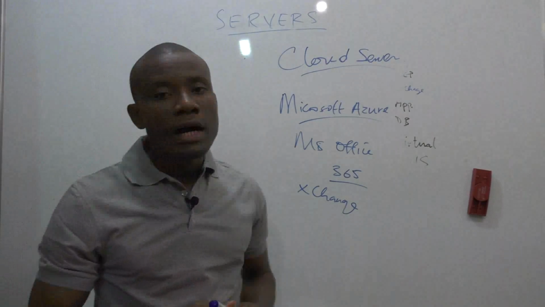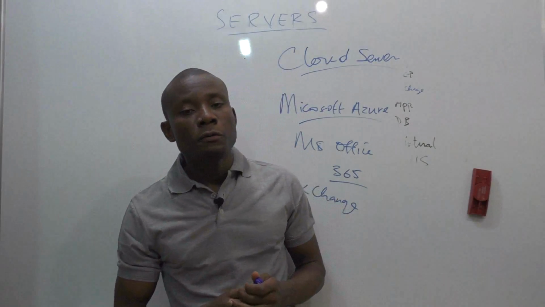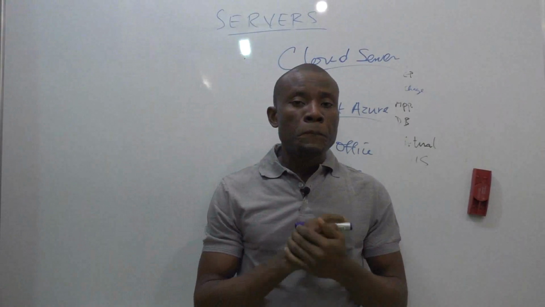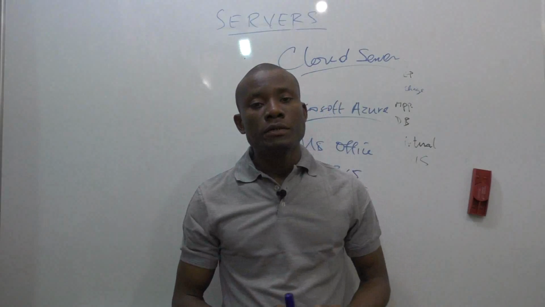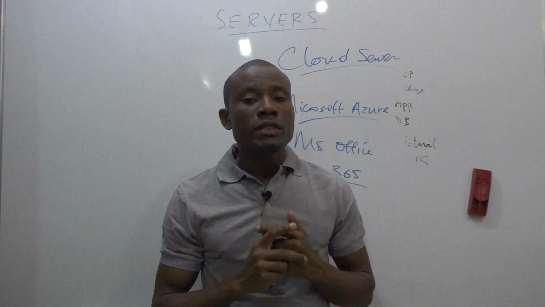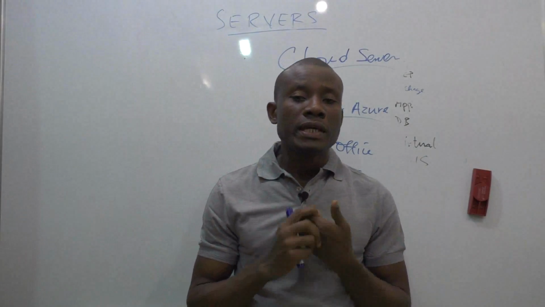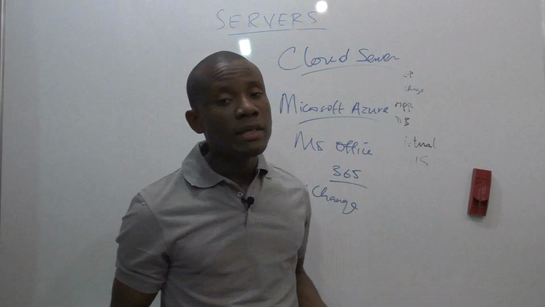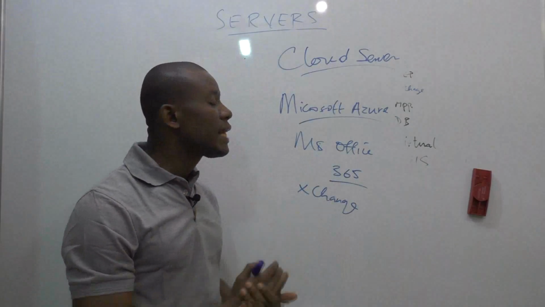So this is how servers work. We've discussed about 8 of them. Remember, we started with the web server, we discussed the DHCP server, the application server, the database server, the DNS server, the virtual server, and now we discuss the cloud server.